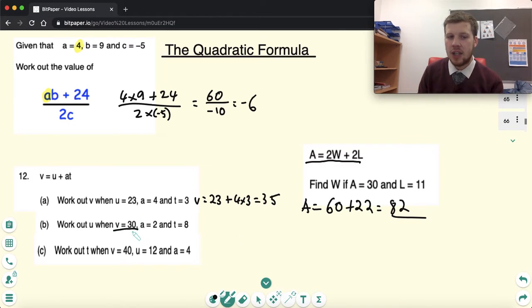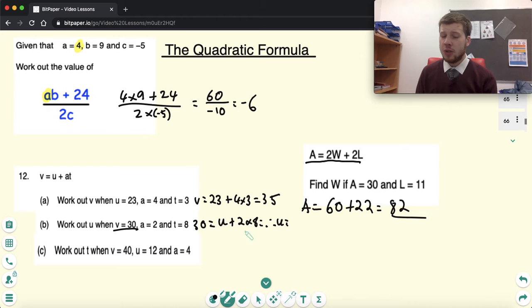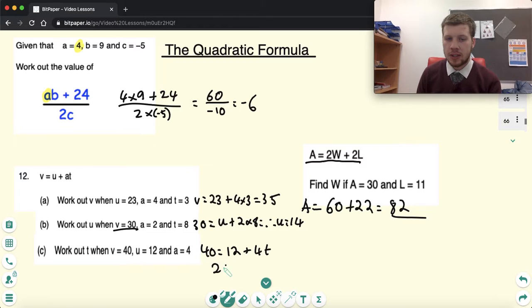But looking at the next question, I know what v is now. So I have to do 30 is equal to u plus 2 times 8. So therefore, from here, 2 times 8 is 16. What do I add on to get to 30? It must be 14. And finally, I know that 40 is going to be equal to 12 plus, well, AT is 4t. Well, 40 take away 12 is 28, and that's going to be equal to 4 multiplied by t. So therefore, my value of t must be equal to 7. Well done if you got those. I want you to just take a moment to mark them and check them. And then we're going to move on to actually factorising quadratics.